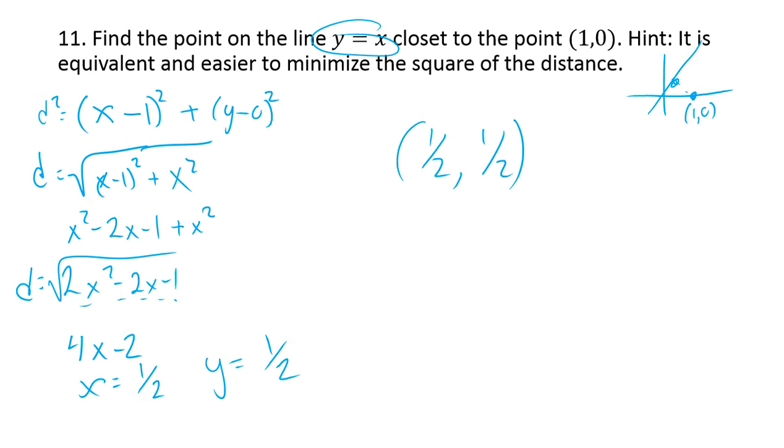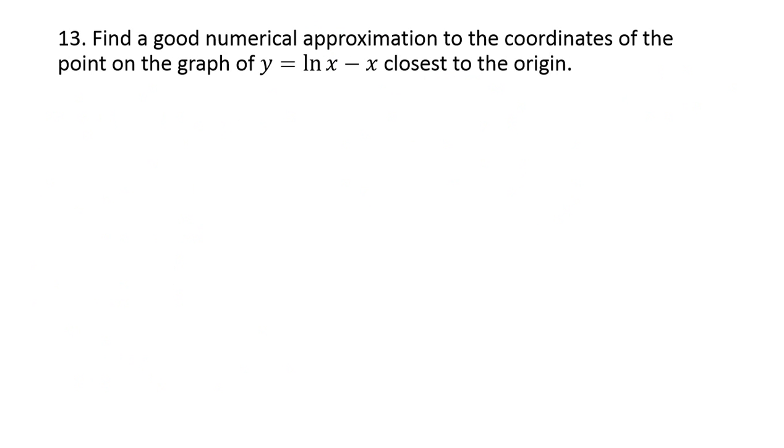Okay. So that is where our shortest distance from the line y equals x and the point (1, 0) occurs, at (1/2, 1/2). Okay. Pretty simple, just the distance formula. And this one you're going to be using the exact same method.